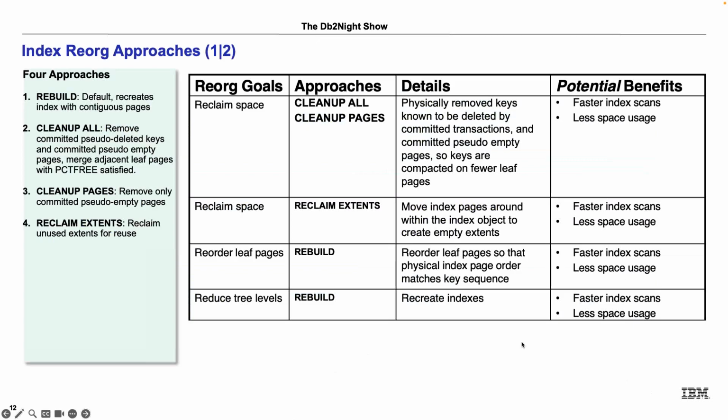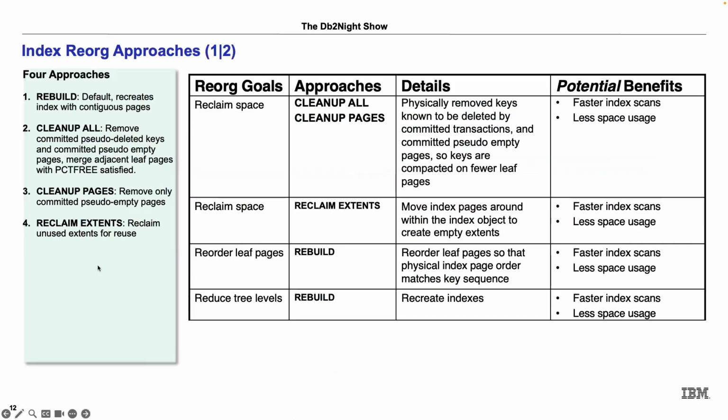The cleanup comes in 2 flavors. All and the pages. So it clears out pseudo deleted entries and empty pages. It makes the index more compact, but it doesn't change the tree levels. Okay, it cannot shrink the tree.